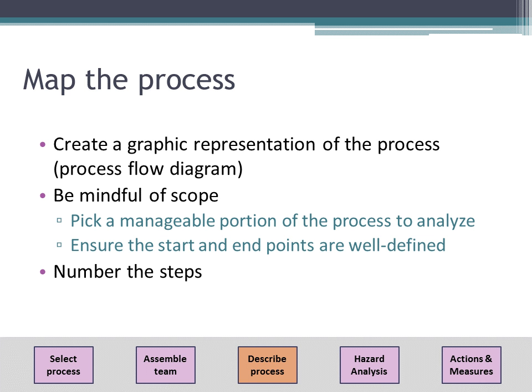The third step of FMEA is to graphically describe the process. This means that you'll create a visual representation of the process using a process flow diagram or process map. Remember to define the beginning and the end of the process and keep the scope manageable. You'll be able to do the best analysis when you keep the scope clear and well-defined. Otherwise, it might be challenging to get your arms around the process. Also, one piece of advice is to number the steps. That helps to keep everyone organized and on the same page throughout the analysis.